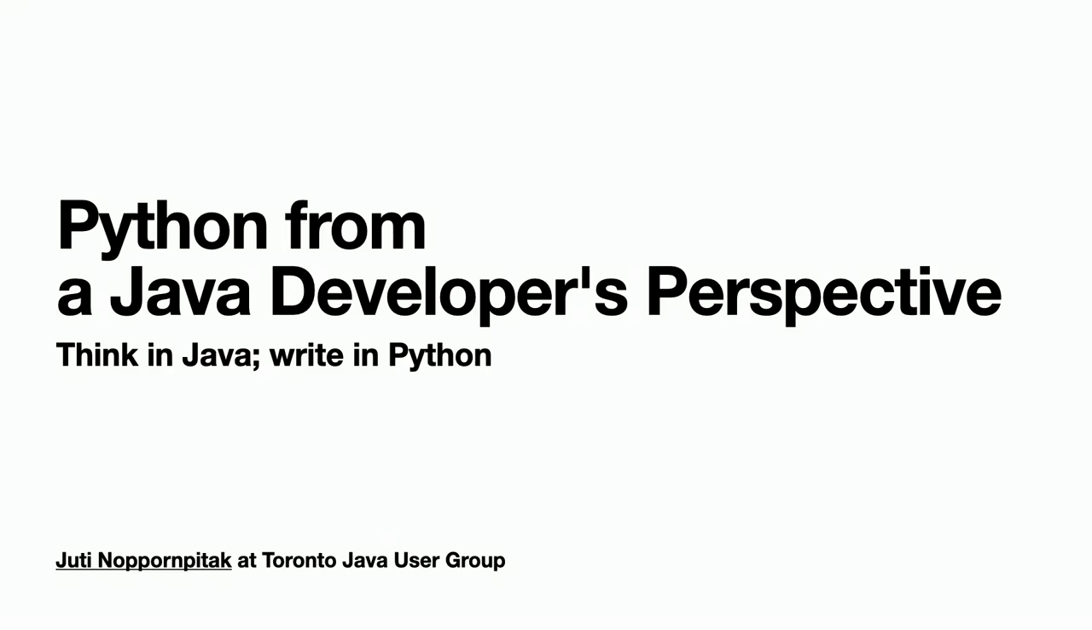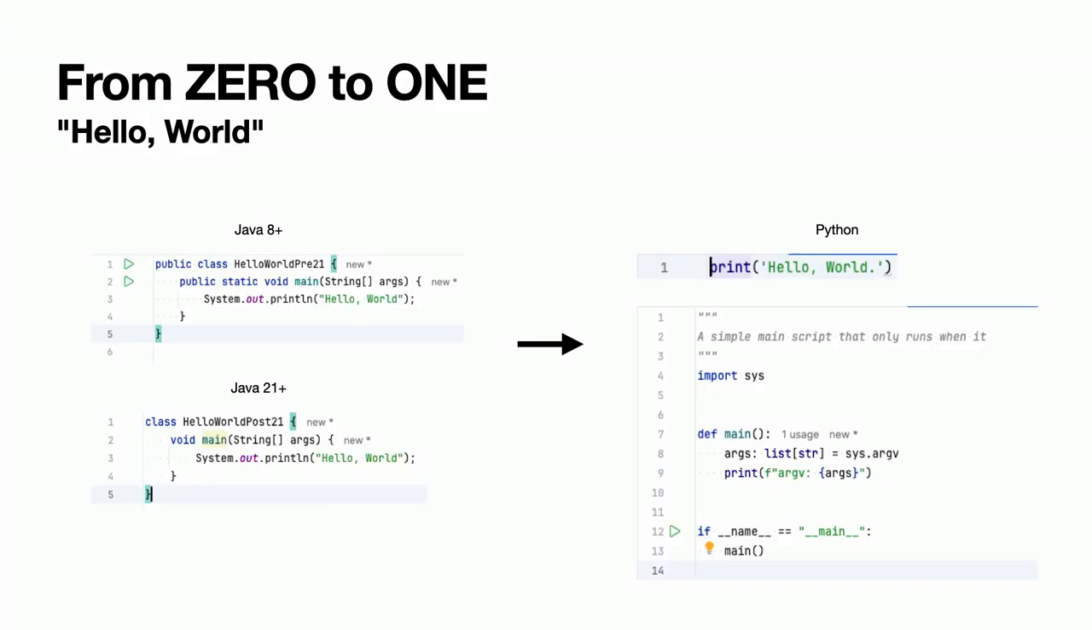I already did my introduction, so I will skip that boring part. I will start off with the most boring part: how do I get started running something? So in Java, you start off with, don't worry about the code if you cannot read it, it's just the static void main function. That's the boring part. And if you use Java 21, you have a better life, with fewer characters to type.